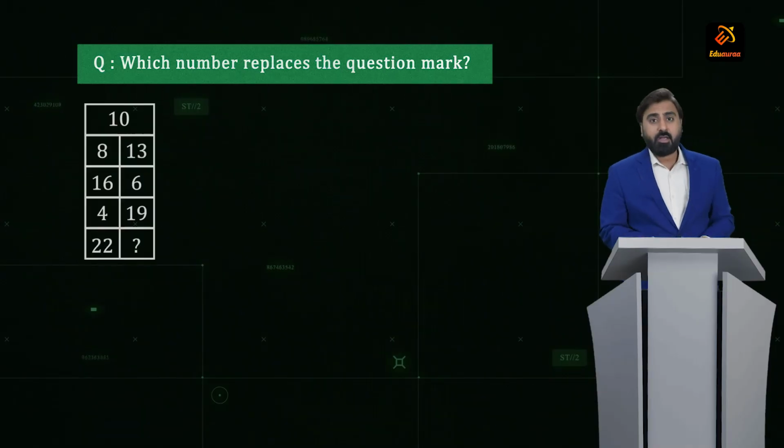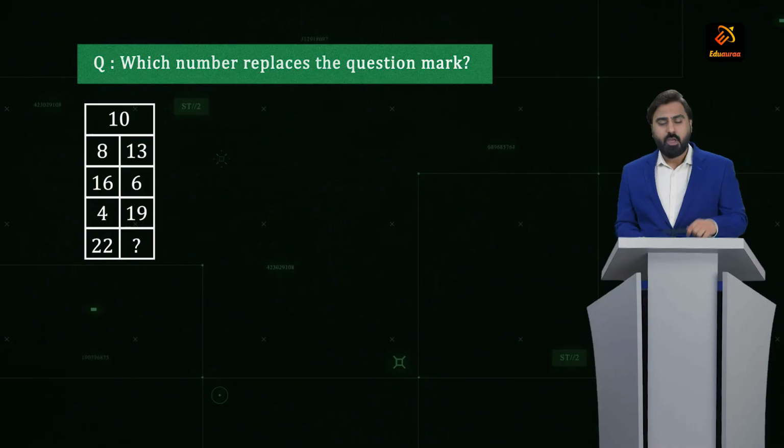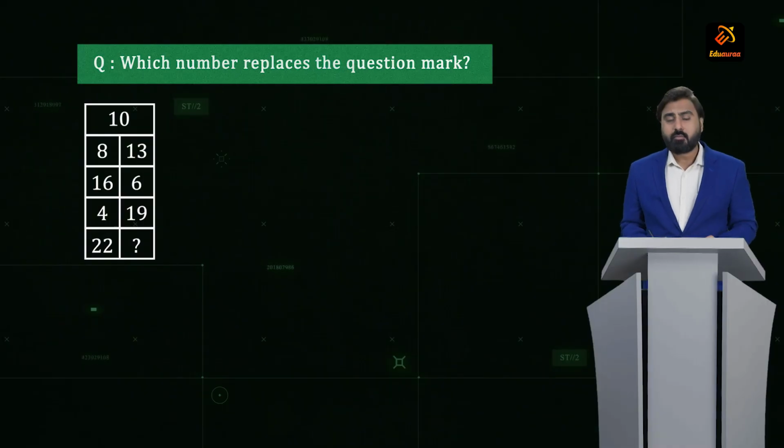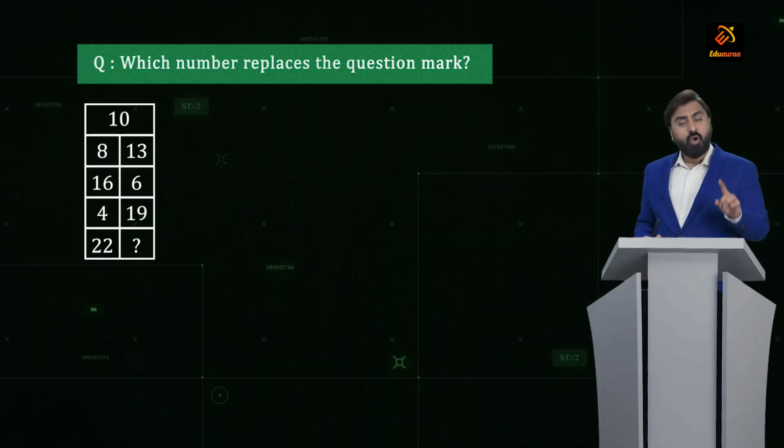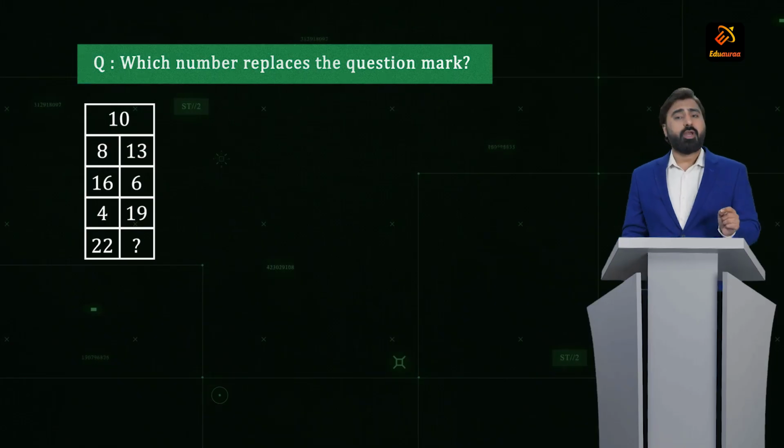Which number replaces the question mark? In our diagram, we are given 10 at the top. Then below that, in the second row, we are given 8 and 13. The third row has 16 and 6. The fourth row has 4 and 19, and the last row has 22 and the missing number. So students, how do we solve this?